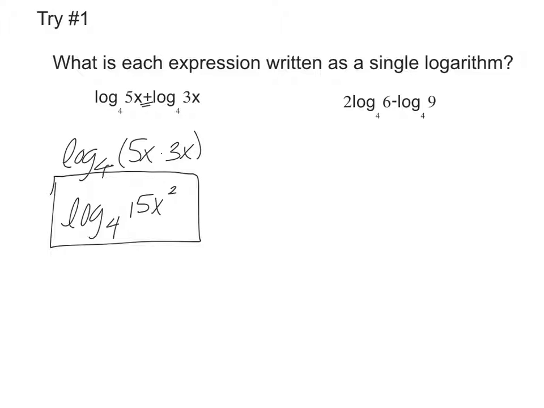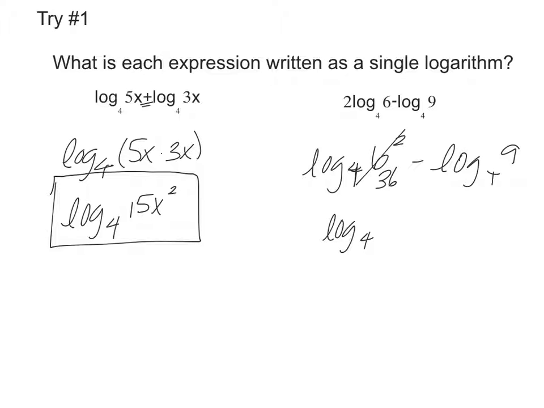All right, looking at the second one, again, they have the same base. So I see a power, and I also see subtraction, which I know is going to mean division. So let's deal with the power first. This is going to be log base 4 of 6 squared minus log base 4 of 9. Okay, then from there, I can actually go ahead and find 6 squared, which I know is 36. I'm going to cross that out and write 36. And then we know subtraction really means division. So this is going to be log base 4 of 36 over 9. 36 over 9 is really 4.